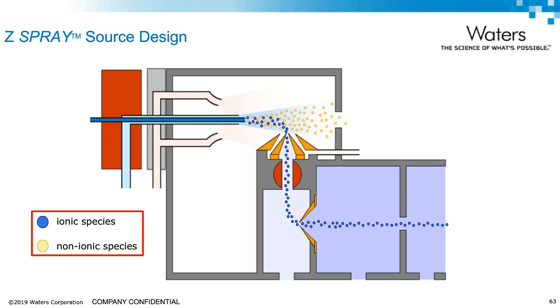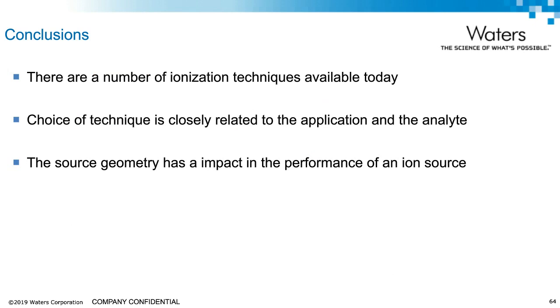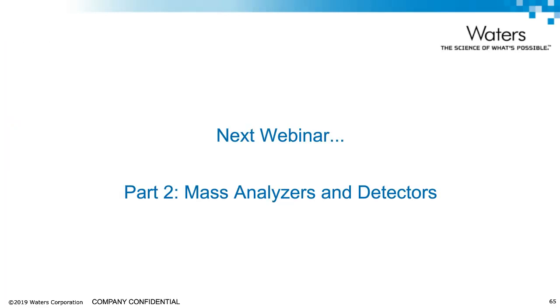In conclusion, there are a number of ionization options available today, and the technique chosen is closely related to both the application to be run and the compounds to be analyzed. The other thing that must be considered is the geometry of the source, which can have a large effect on the sensitivity of the mass spectrometer. In our next webinar, we will be discussing the heart of the MS system, the mass analyzer, and we'll also discuss the types of detection available.